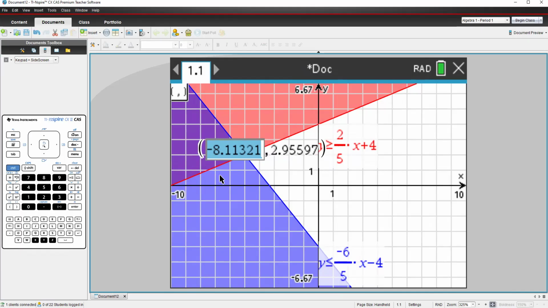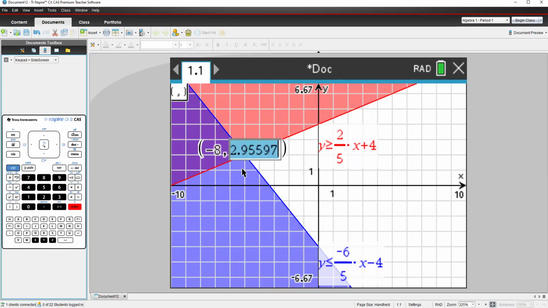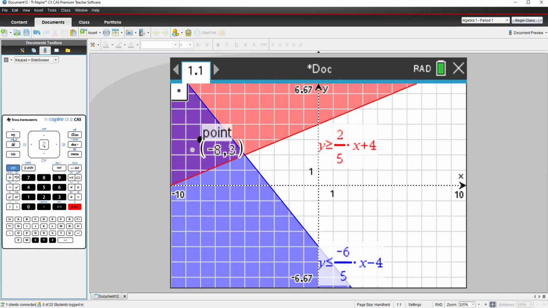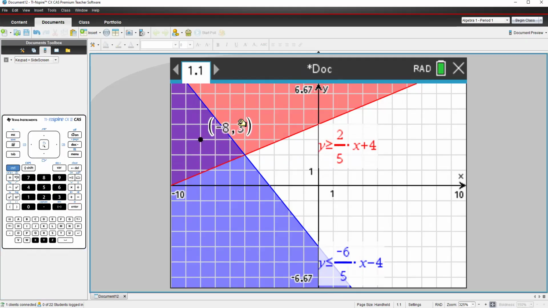So we said -8. So I'm going to do -8, press enter. You have to press enter. And then it's going to go to the next box. And then I'm going to put in +3. Now, the reason I like this is when I press enter, it's going to show you where the point is. By the way, escape once you've got your point. So right here is the point, and you can clearly see that (-8, 3) is in the solution set.